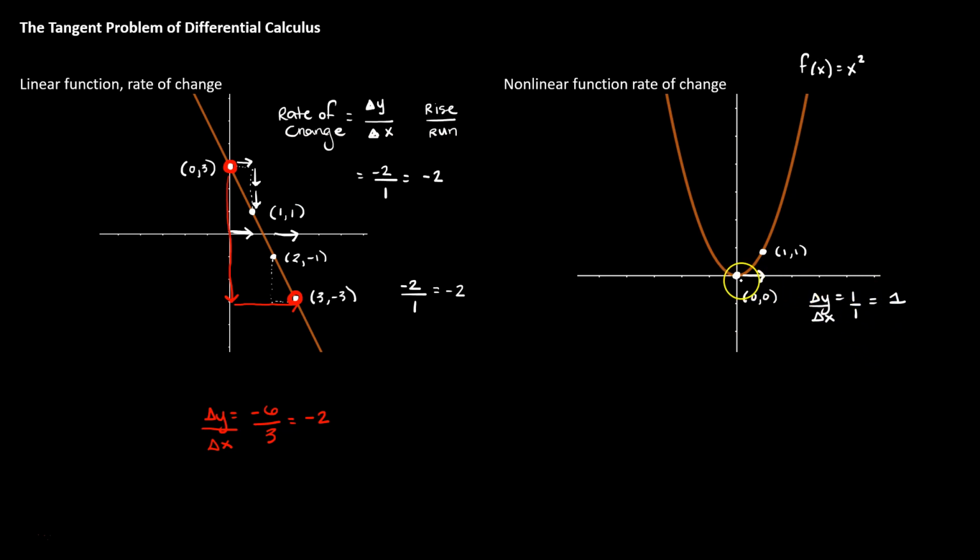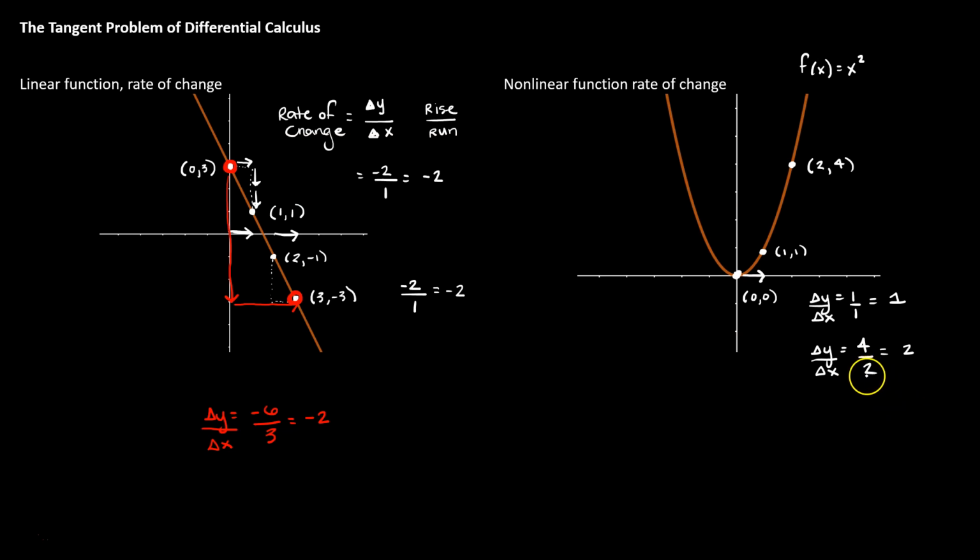But if I were to pick two different points, let's go ahead and continue using the origin, but let's use the point at x equals 2. At x equals 2, y is equal to 4, so we're all the way up here on our function. And if I wanted to calculate the change in y, I went from 0 to 4, that's a positive 4 change. And the change in x, I went from 0 to 2, that's a positive 2 change. That simplifies to 2.